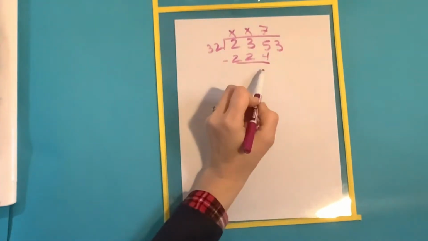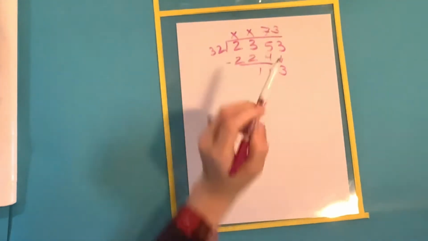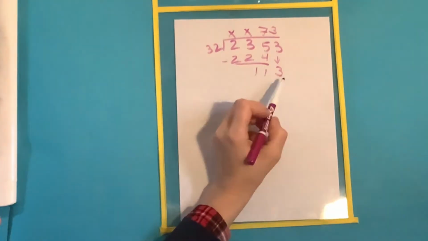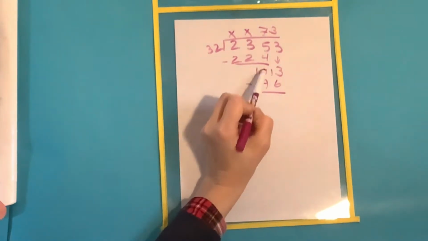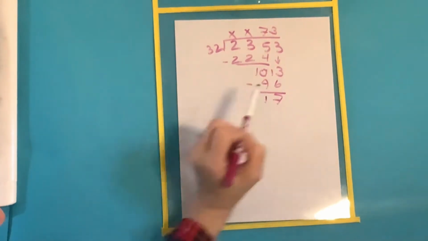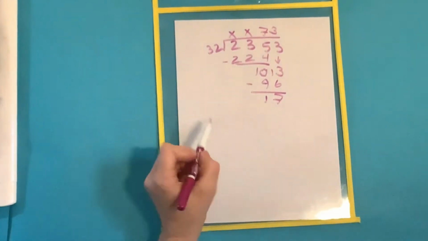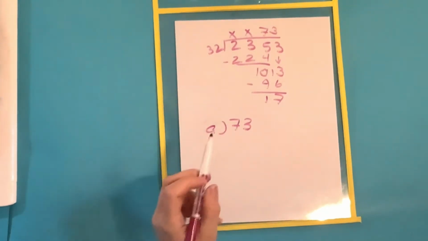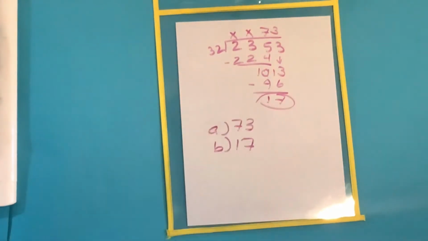We do our subtraction and get 11 and bring down a 3. 32 goes into 113 3 times, which we multiply and get 96. Okay, we subtract and end up with 17. So that means for part A, how many classes were there? We would say A, there were 73 classes. How many children were left? B, there were 17 children left.